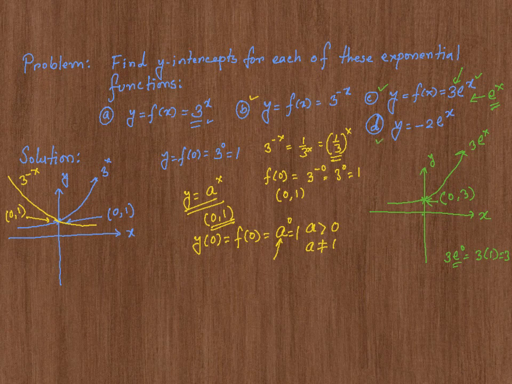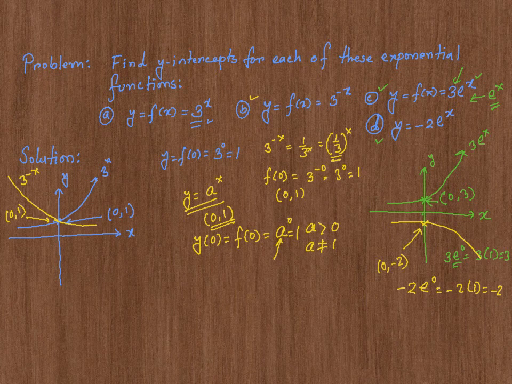Similarly, we could do this one, d. Let me use a different color. Let's use yellow. This is how it's going to look if you sketch it. It goes through this point. Again, we are going to try to find the value of y when x equal to 0, which is going to be negative 2 times e to the power 0, which is negative 2 times 1, which is negative 2. So this point is going to be at (0, negative 2). So that's where the y-intercept is.